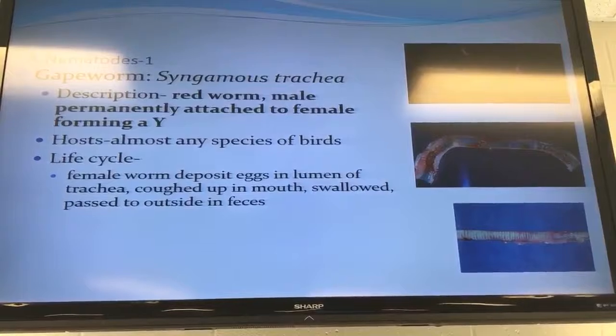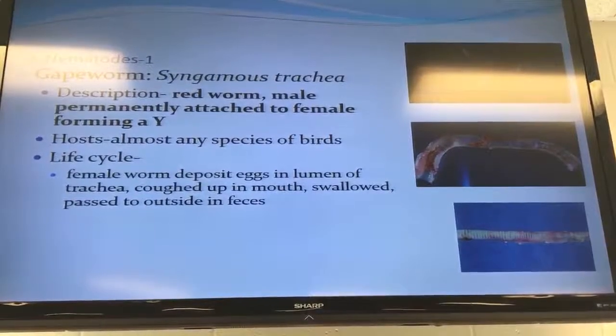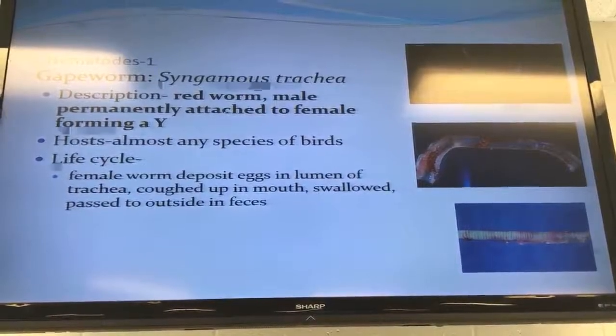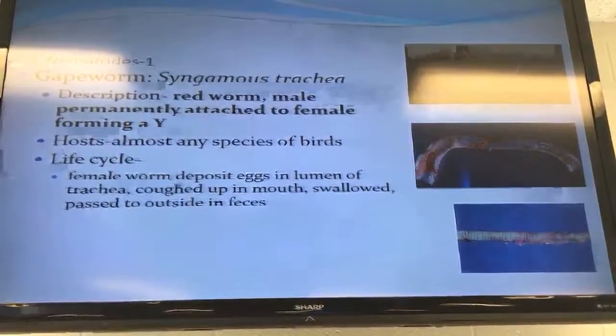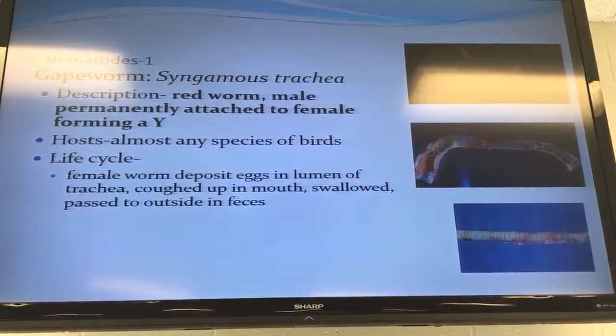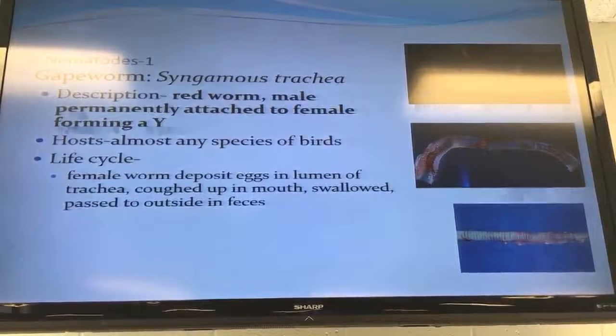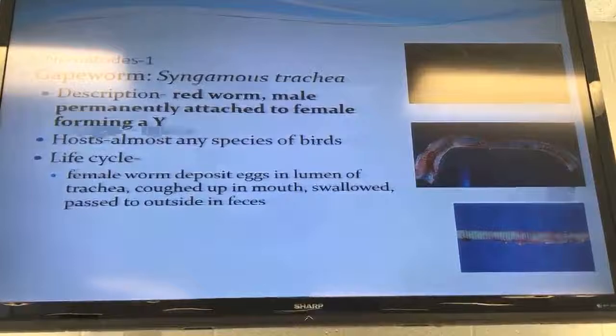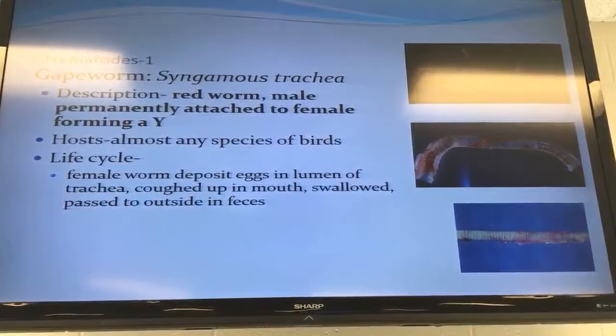Now, as you might expect, these worms are in the trachea. They're in a permanent state of copulation. The female is going to lay eggs, and as you might expect, they're going to be coughed up, swallowed, and passed out in the feces. Like many other nematodes we're going to talk about today, this parasite has a direct life cycle and an indirect life cycle. So you can have a direct life cycle, and it may have an intermediate host.